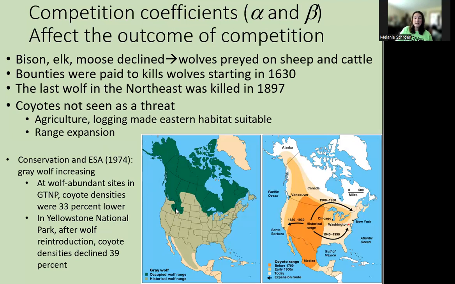Coyotes in this area, right, so still part of the range, are 33% lower in Grand Teton National Park and 39% lower in Yellowstone National Park. So again, what we can see here is the effect of wolves on coyotes by both removing the wolves and by returning the wolves. So we can get a really good idea of what these competition coefficients are just because of this. It wasn't meant to be an experiment, but essentially this is an observation due to different management practices.